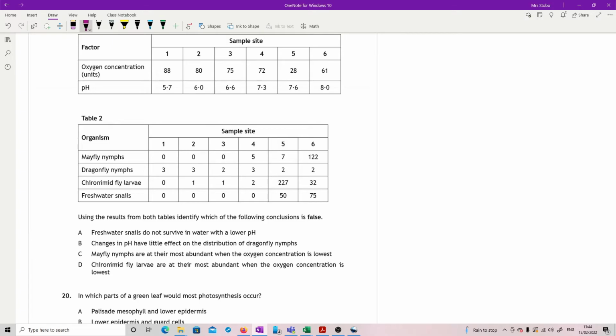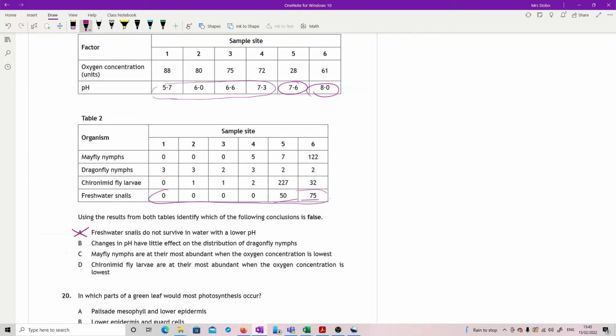Okay, so freshwater snails, let's find them, are here. Okay, so they're surviving at sites 5 and 6. pH is 7.6 and 8. It says they do not survive in lower pH. I would agree, because here's our low pH ones, they don't survive there. So that's true. We're looking for false.